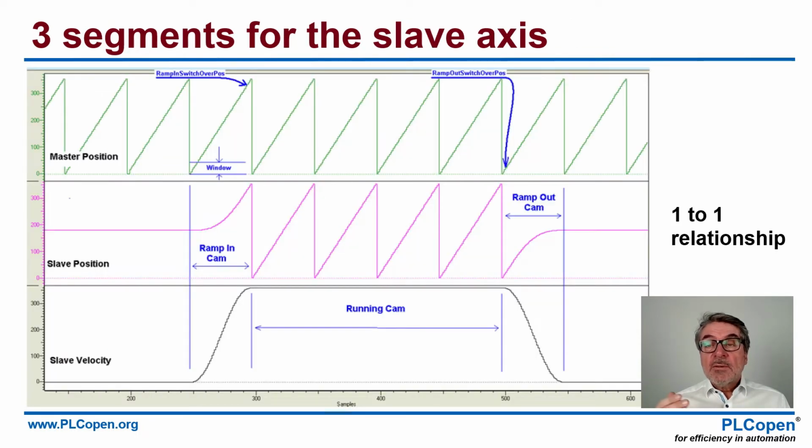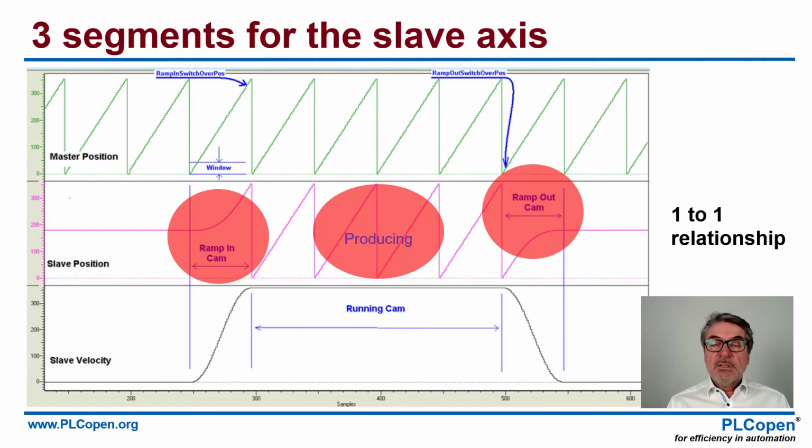If you look from a timing perspective at the 3 segments, you see that we ramp in the slave to the master, that's on top. It's a 360-degree cycle every time. So we ramp in, we produce, and after so many cycles of production, we ramp out again. This is a one-on-one relationship, as you see. They're all going at the same pace.